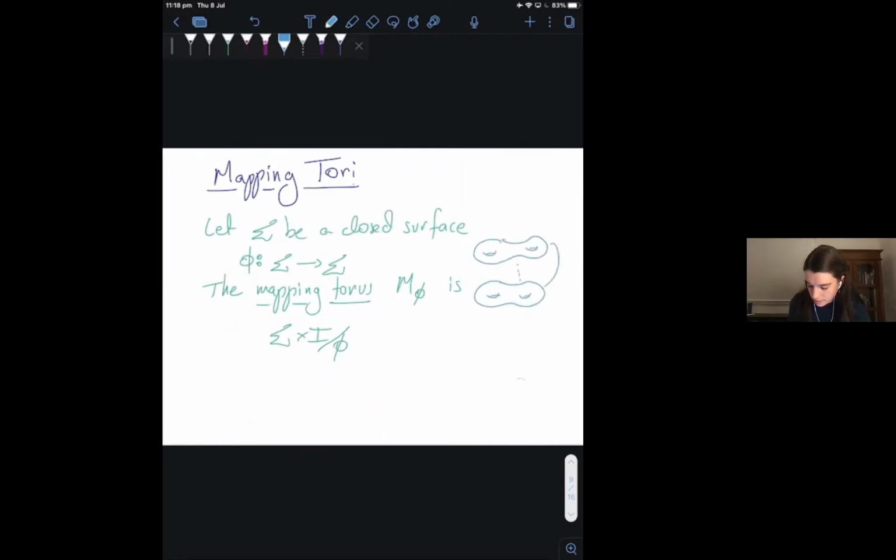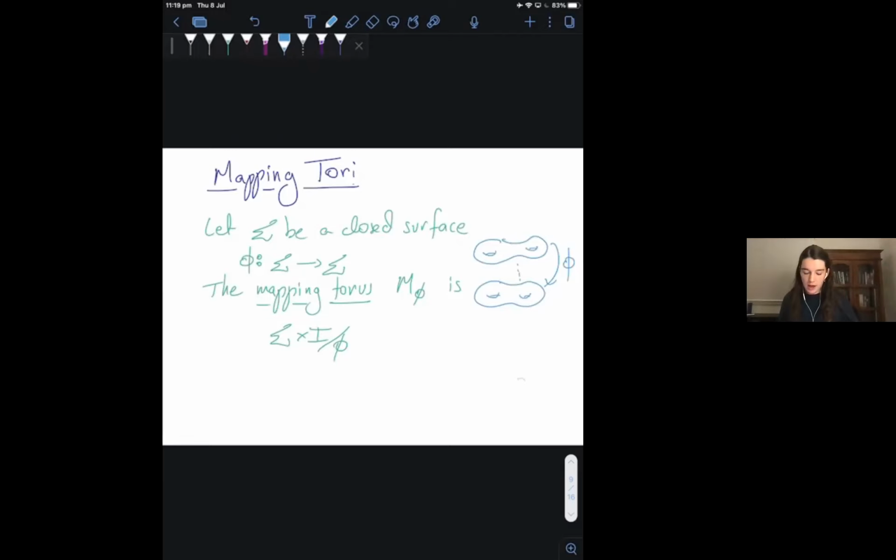Right, so we just thicken up and then we glue up by our map phi. These are a really nice family of 3-manifolds. One thing that's pretty cool here is that you can have mapping classes going from all different genuses of surface that all give you the same topological 3-manifold. So I could have a mapping class for genus 2, a mapping class for genus 5, a mapping class for genus 500, where all of my mapping tori are the same manifold.